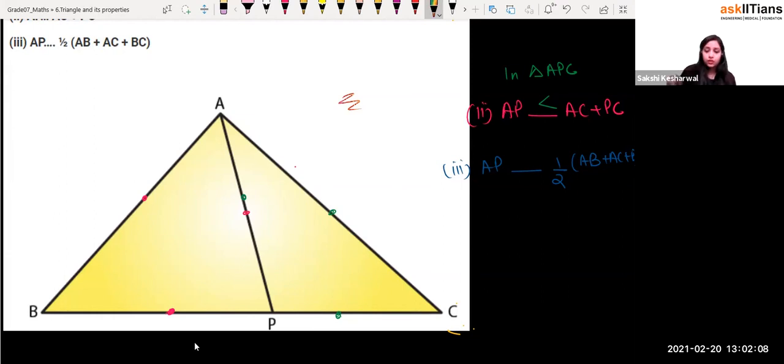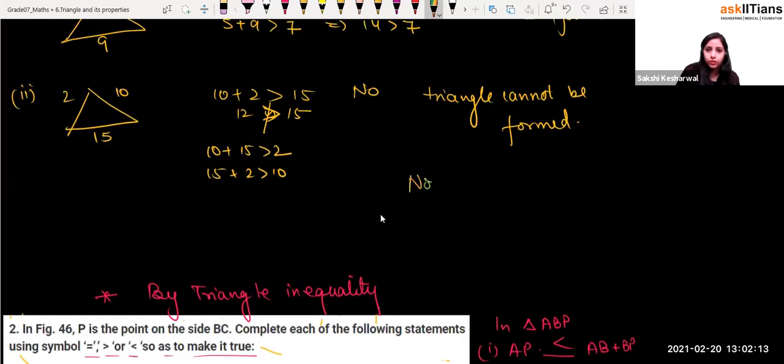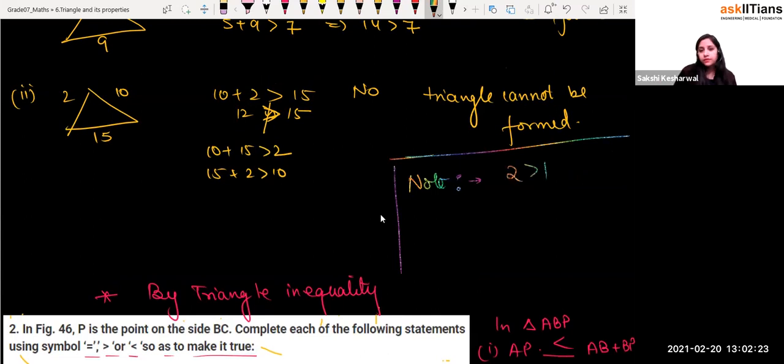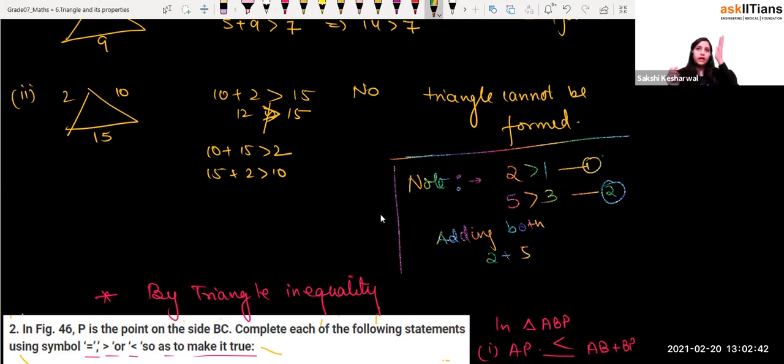Now one more thing I want to teach you: when you have a given inequality, like if I say that 2 is greater than 1, and 5 is greater than 3. This is inequality 1, this is inequality 2. If you add both, it means adding the LHS and adding the RHS. So 2 plus 5 and 1 plus 4.